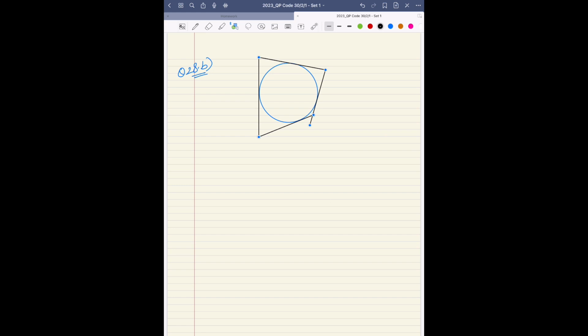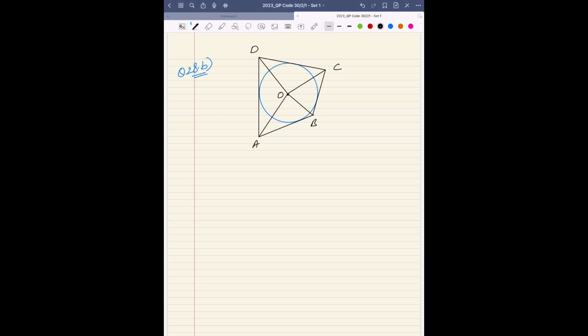Okay, so this is one, right? This is center O. So A, B, C, D. This is O, and then they have lines joining to the center. This is becoming a curve. Okay, so join everything. I'm making the diagram to explain you better.